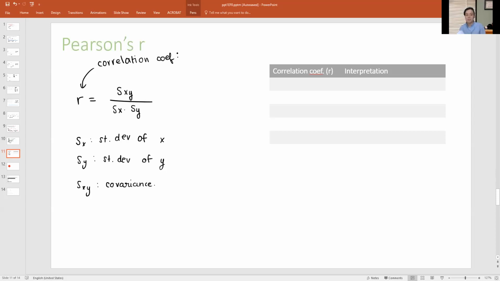Is this okay? Please raise your hand if you're good with this. All right. So now I'm going to say what the interpretation of the correlation coefficient is going to be, and then we're going to have maybe like an 8-minute break.